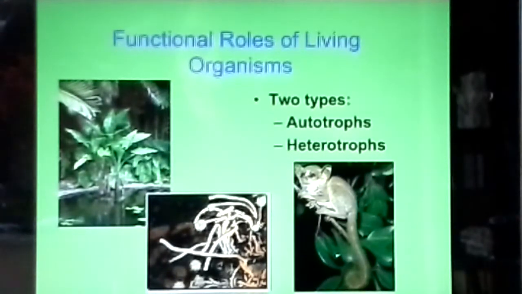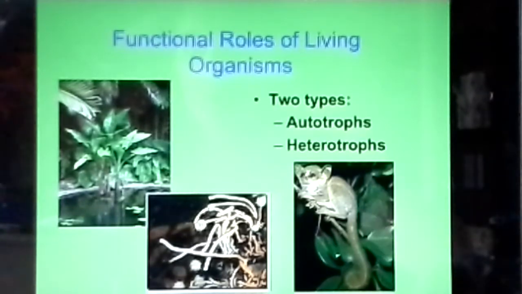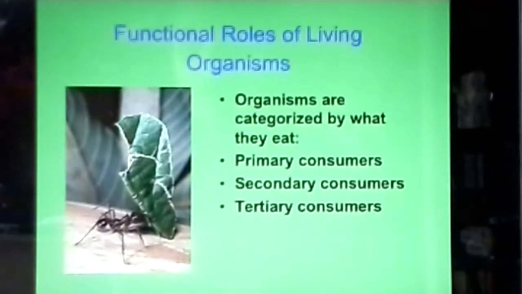If you live within a community, you are either an autotroph, which means you make your own food, or a heterotroph, which means that you consume other things for your food. Within the heterotrophs, you have the primary consumers. They're the organisms that eat the plants, the herbivores. You have the secondary consumers. They eat the herbivores. Those are the carnivores. And the tertiary consumers, they eat both herbivores and carnivores.